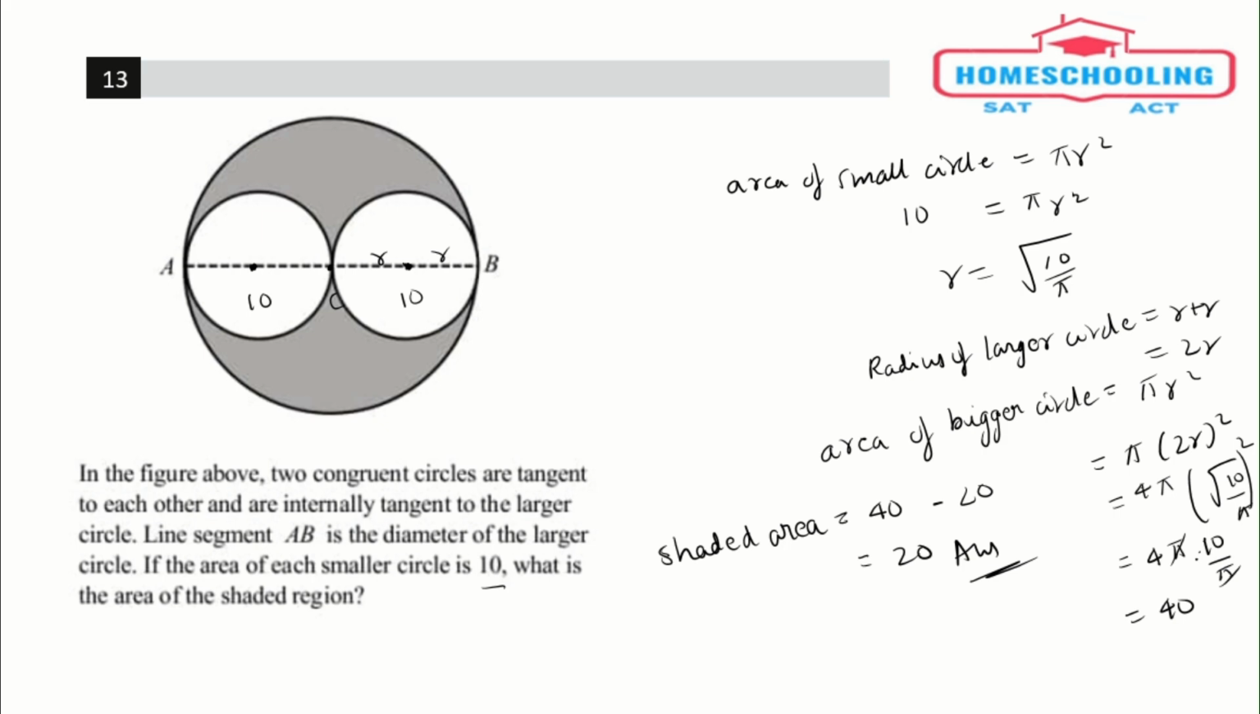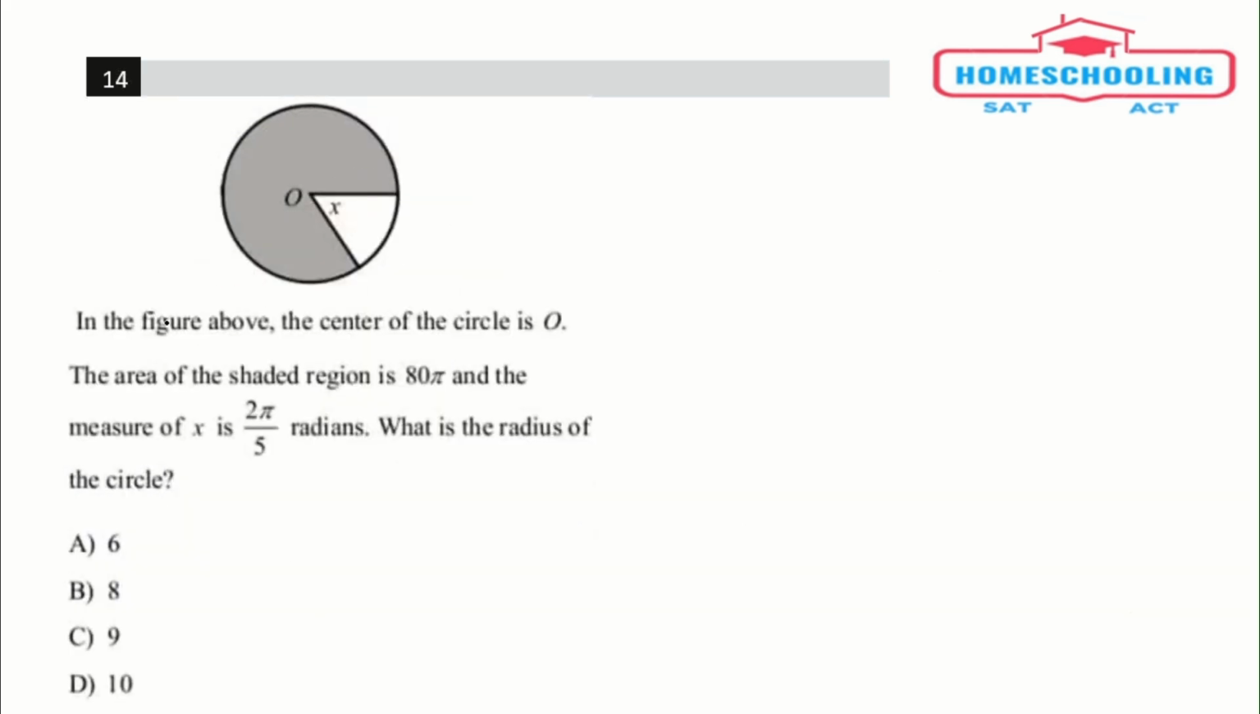Now next question. In the figure above, the center of the circle is O. The area of the shaded region is 80 pi, and the measure of angle x is 2 pi by 5. It is given in radians, so we have to convert it into degrees.